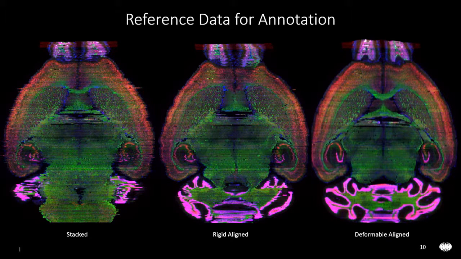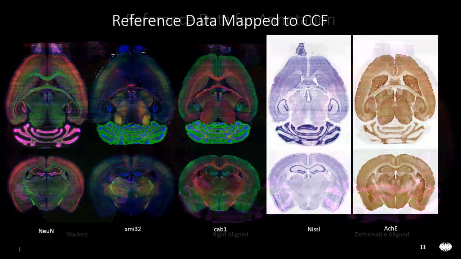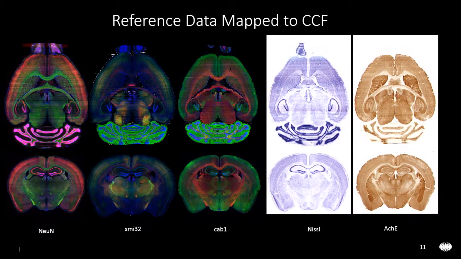Data annotation is another very important aspect of the CCF construction. But the information provided by the template itself is not enough. So we also prepared another set of data, reference data, to aid the annotation. For each of the data sets, we first stack the sections together, and then we did the rigid registration to get them roughly aligned. And then we did a deformable registration to get an almost smooth 3D volume. And lastly, we register all this data into the CCF space.